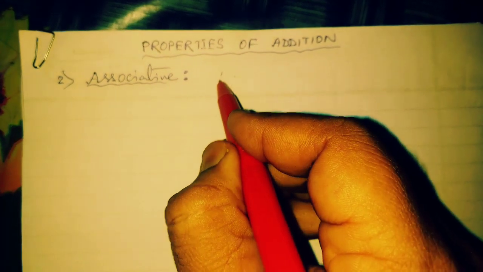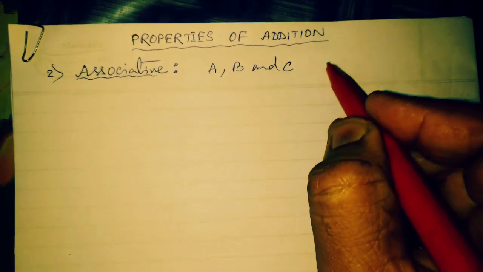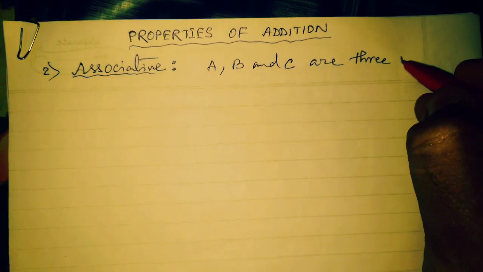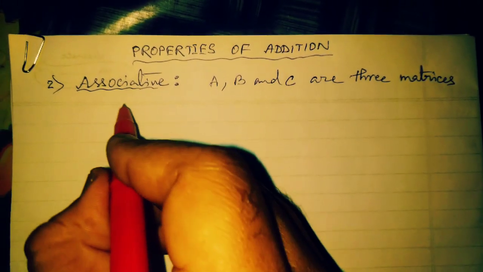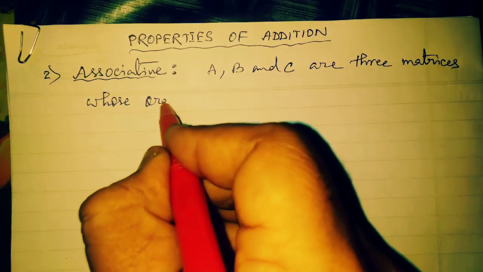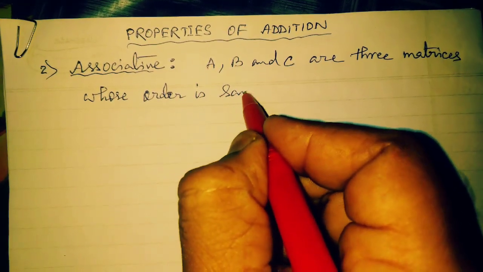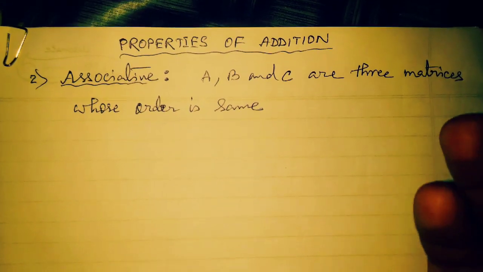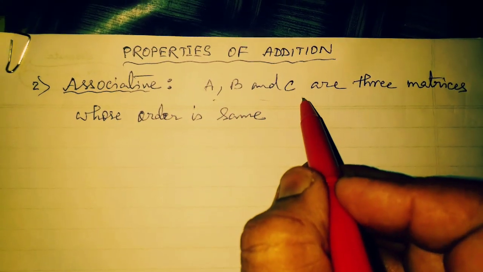If we take A, B and C as three matrices whose order is the same. Same means m into n order, say 2 into 2, 3 into 3, or 2 into 3, meaning the order of all three matrices will be the same.